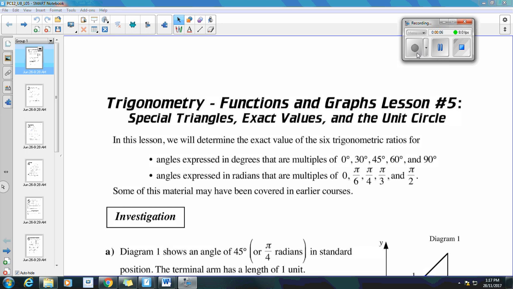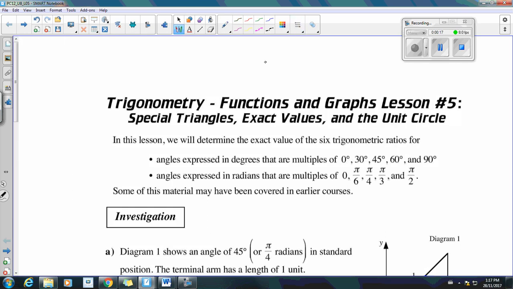So this is lesson 5. This is all about special triangles, exact values, and the unit circle. Most of this lesson we covered on our first day, when we made our unit circle and were investigating radians and things like that. So we're actually going to skip to page 5.